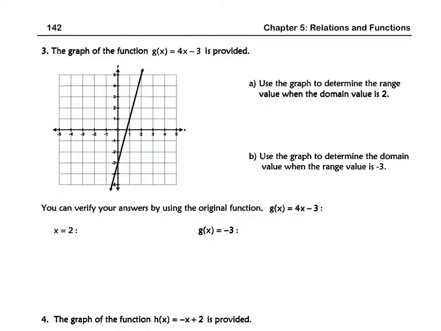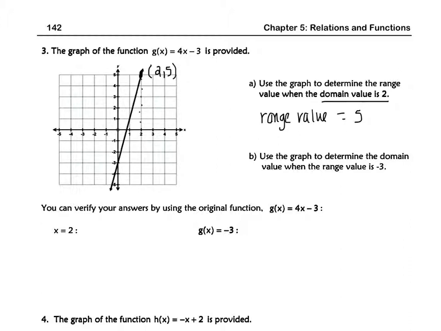Alright, so the next example has some questions related to domain and range again, where you're given the graph of a function and you're asked to use the graph to determine the range value when the domain value is 2. So the domain value is 2 means the x-coordinate is 2. So if you look on the x-axis and find 2, you basically just look at going up to the graph at an x-coordinate of 2, what's the y-coordinate that goes with that point. So the range value, in this case, that goes with an x of 2 is 5, because that point there has coordinates 2, 5.